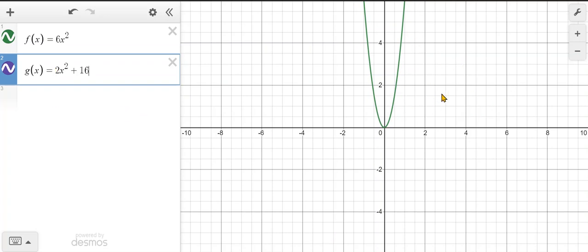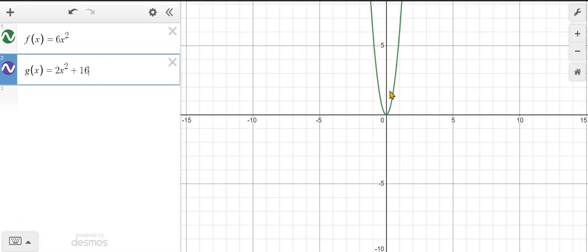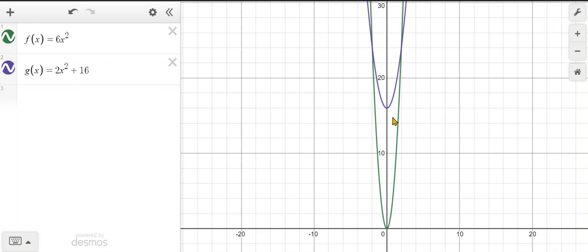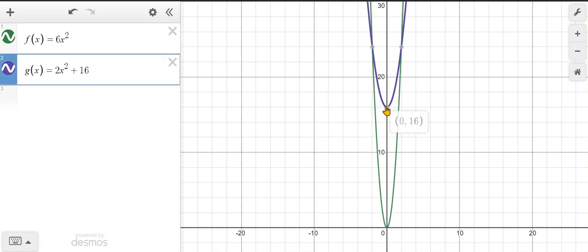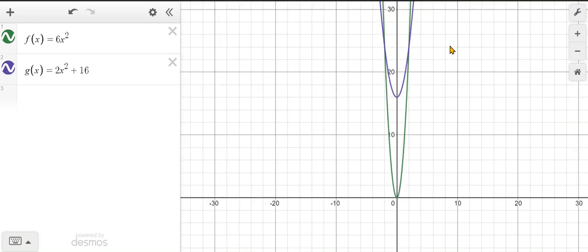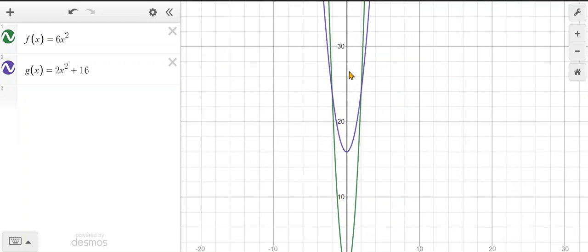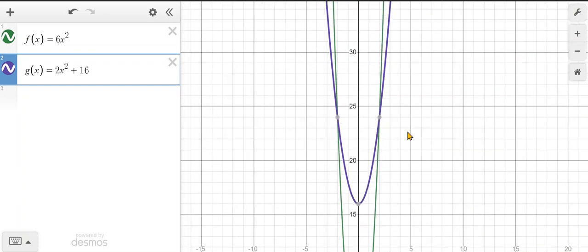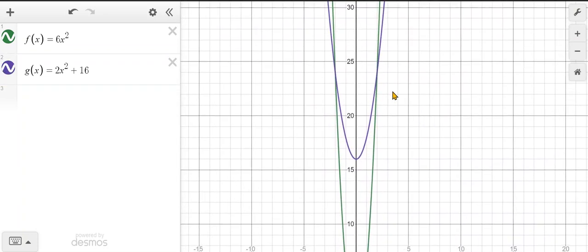Now we can only see one of them, so I'm going to scroll out. I know that this one has a y-intercept of 16. There it is up there, 16. And so I'm interested in the points of intersection. So let's zoom in on the point of intersection, click on either one of the graphs, and go to the point of intersection. We have 2, 24 and negative 2, 24. So this verifies what our graphs looked like and the points of intersection.